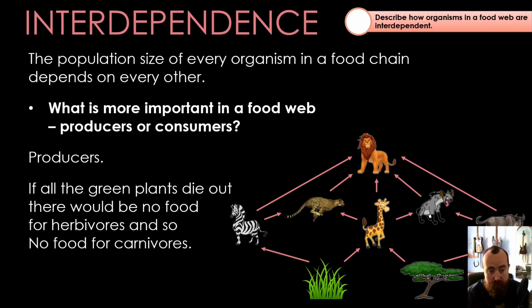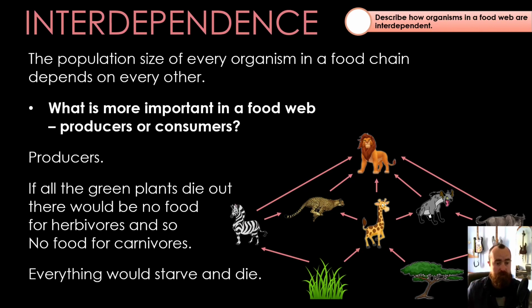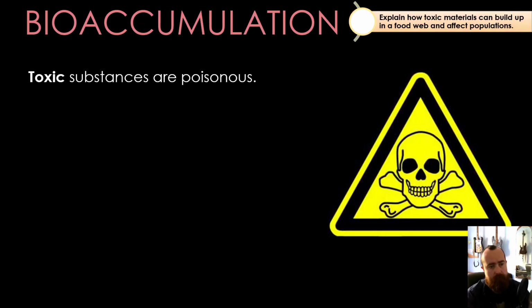If there was no food for those guys, there would also be no food for the carnivores, for the cheetahs, for the hyenas, and for the lions. They wouldn't have anything to eat either. So everything above those producers would starve and would die. So arguably the most important bits in a food web are the bits down at the bottom.